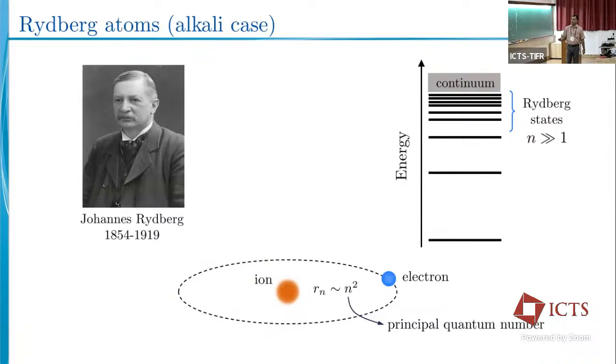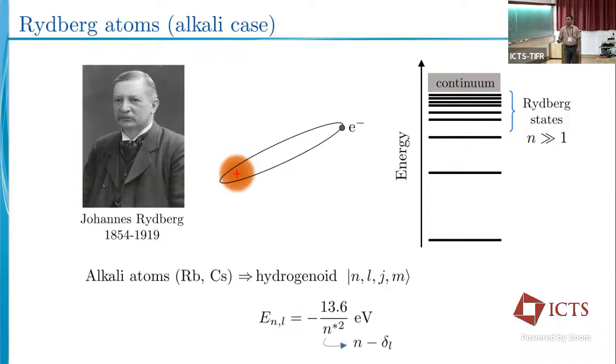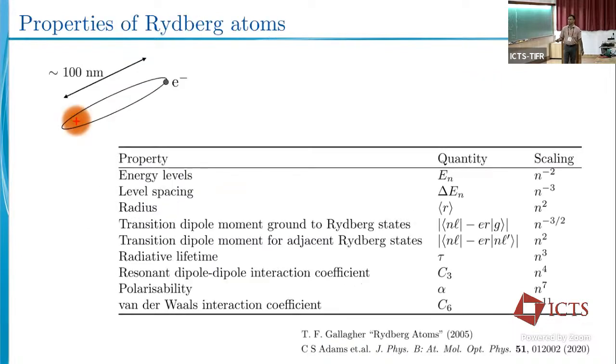Here, basically, the electron is very far away, so the quantum number is very high and the radius is also very high. We can also represent it like this: the Rydberg atom is far away from the center. For hydrogen-like atoms, we can write the energy as 13.6 over n squared eV. You must have seen this with hydrogen, but here we are using n minus delta L, because some quantum defects come in. This is important only for the first, second, third, initially a few terms, not later on.